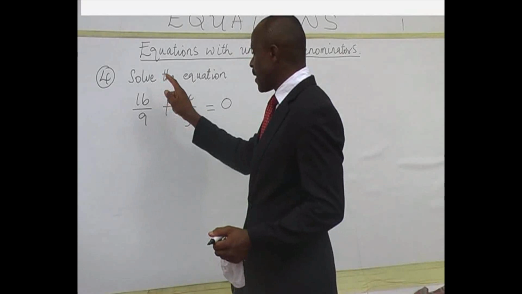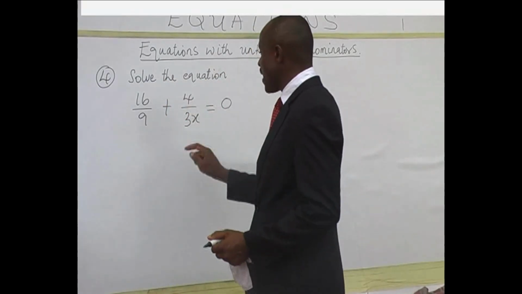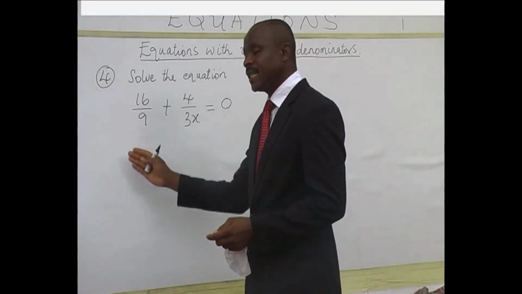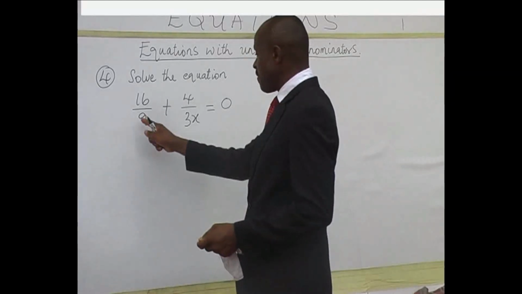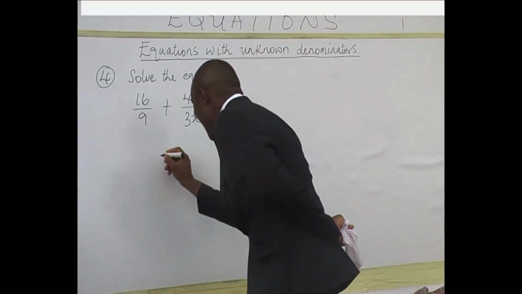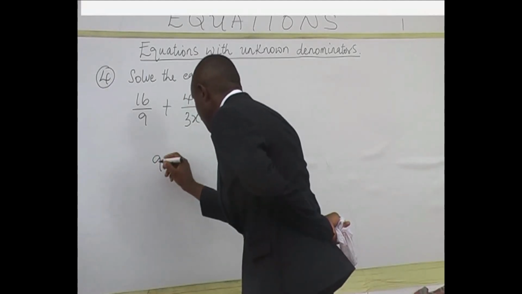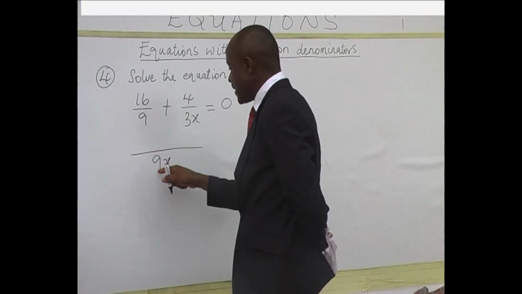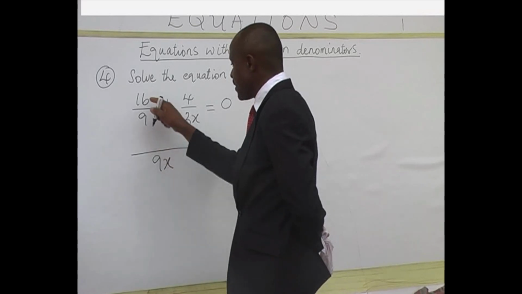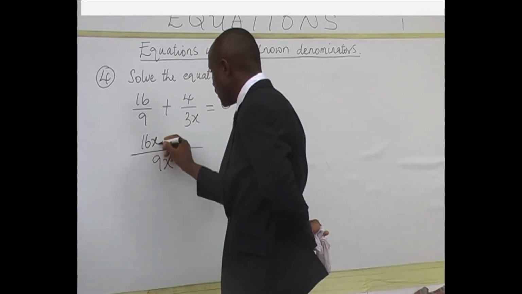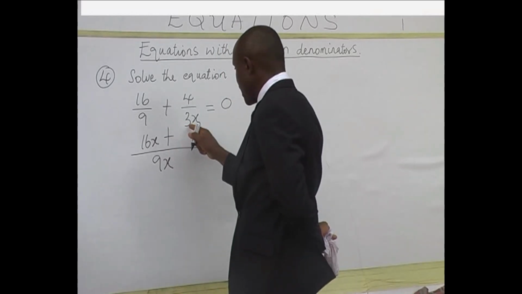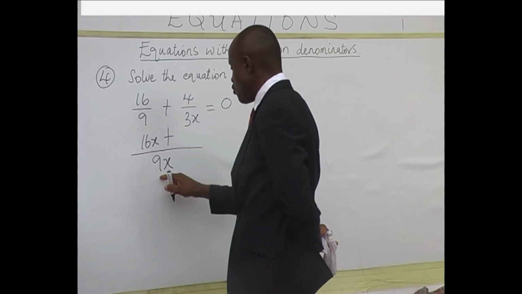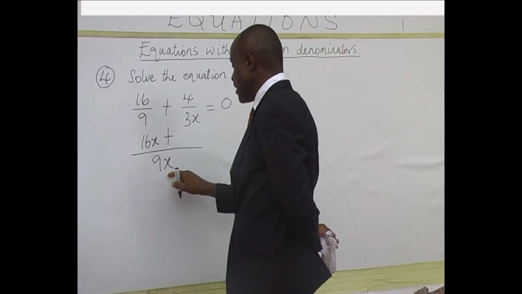Solve the equation 16 all over 9 plus 4 all over 3x is equal to 0. Find the LCM of the left hand side of the equation. The LCM of 9 and 3x is 9x. Draw your line across. 9 divides 9x. 9 we cancel 9 and leave you with x. Then x times 16 will give you 16x. Bring down the sign of addition. 3x divides 9x. 3 will divide 9 to give you 3. x will divide x to cancel.